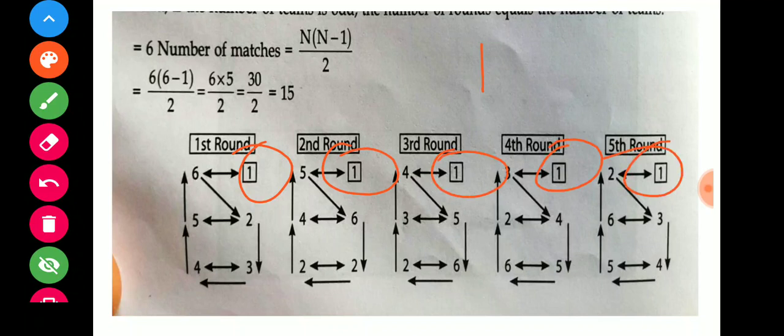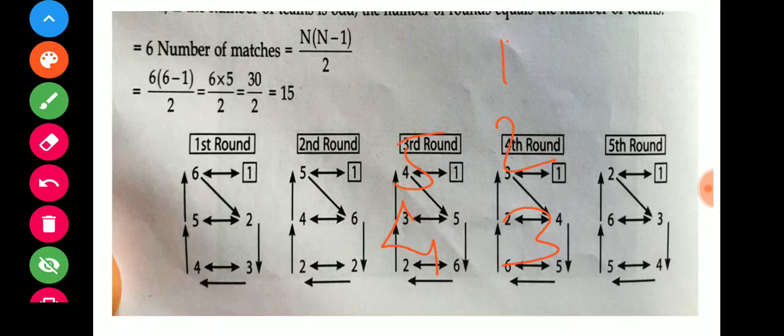But suppose if it is not even, like 7, so in 7 what will happen? Or 5, 1 2 3 4 5. Who will play here with 1?